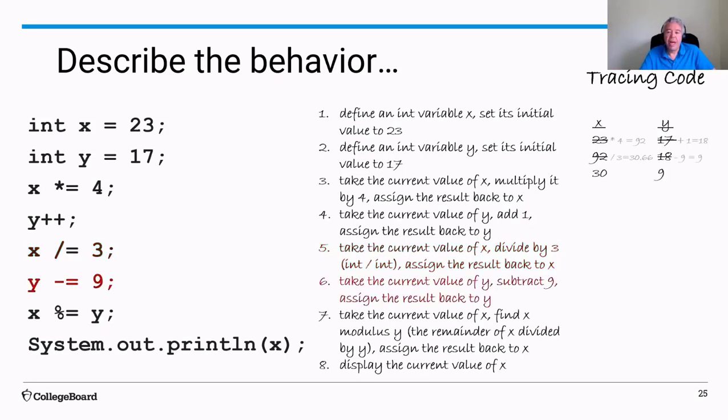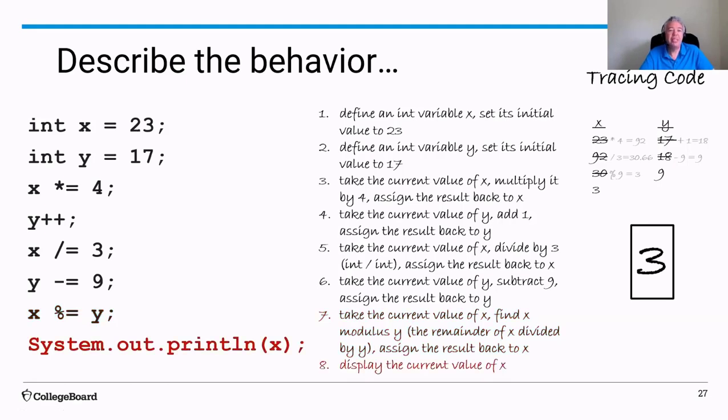We take the current value of y and we subtract 9. So 18 minus 9 gives us 9, which gets assigned back to y. We take the current value of x, find x modulus y, which again is the remainder of x divided by y. So 9 goes into 30 3 times. 9 times 3 is 27, which means that 30 minus 27 gives us a remainder of 3, and our modulus gives us that remainder. So we end up with 30 modulus 9 equals 3, and the 3 gets assigned back to x. And then the final step is to simply display the current value of x, which is 3.